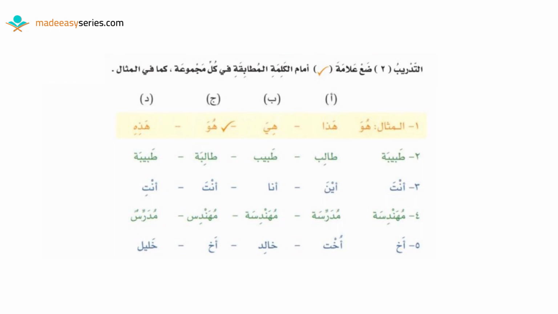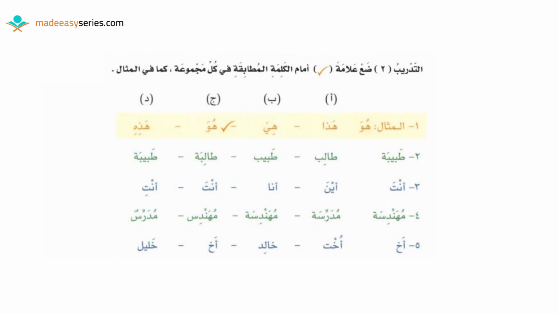For example, the first one, al-mithal, we have the word huwa. So we look at the 4 words next to the word huwa and tick the word that is the same as huwa. So the first one is hadha, under the hamza group. Then we have ba here. Then under the jim group we have huwa. Then under the dal group we have hadhihi. So we're going to tick the third word, which is huwa, as huwa is the same as the word on the right side. Now what I would like you to do is the same thing. So pause the video, complete the rest of the exercise by yourself, and then we're going to check the answers together.